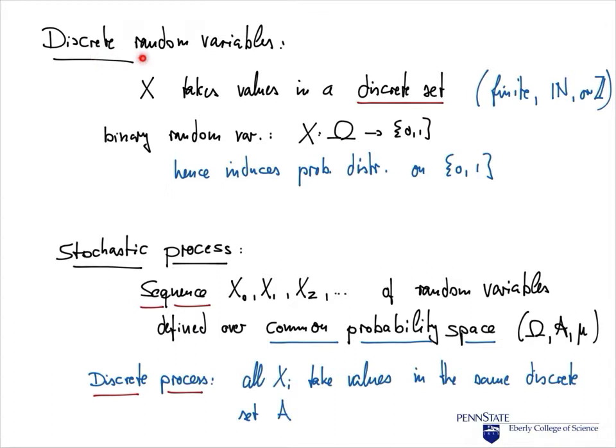So a discrete random variable is one where our random variable takes values only in a discrete set. And from now on, by discrete set we just understand that it's either finite, the set of natural numbers, or the integers. In particular, a binary random variable is one where we only have two possible values, 0 or 1. And hence a binary random variable induces a probability distribution on the set {0, 1}.